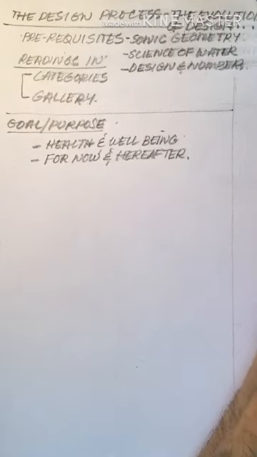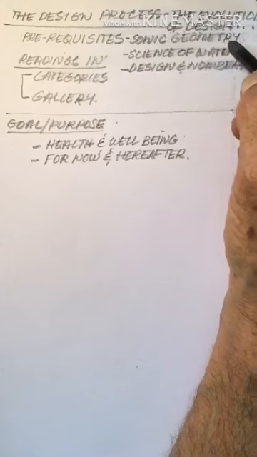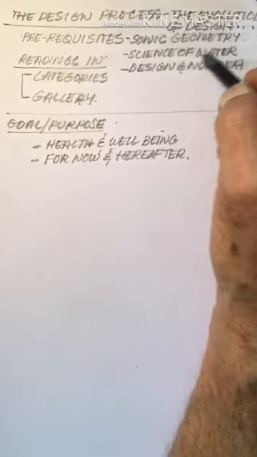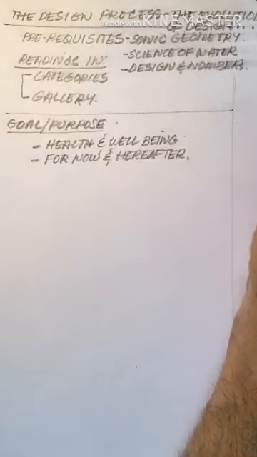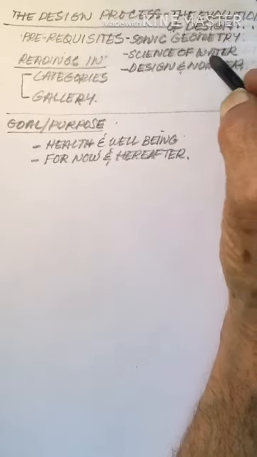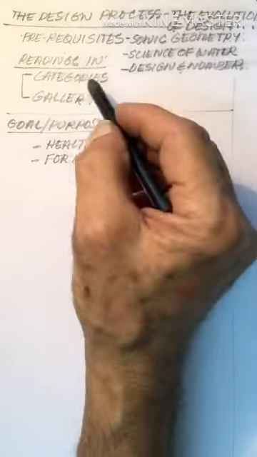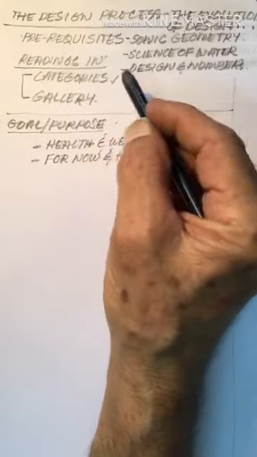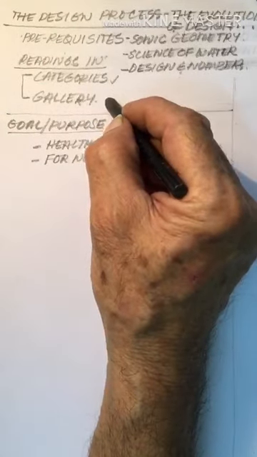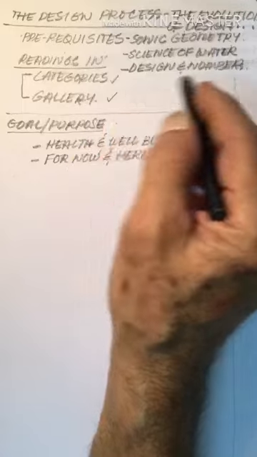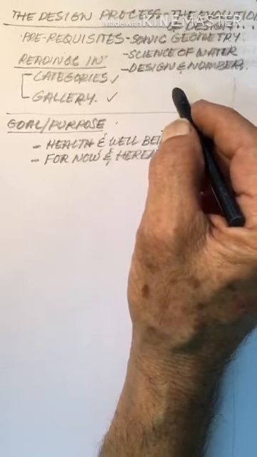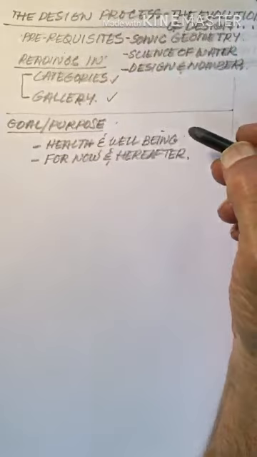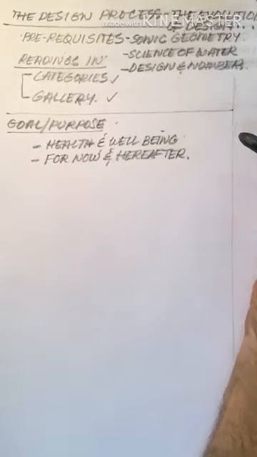Therefore, as a prerequisite, it would be quite appropriate for you to indulge in the sonic geometry, the science of water, design and numbers, and some other articles. The written matter, readings, are to be found in categories, and the photos, the images, are in the gallery. Parallelly, you can check them out. Please have an idea, and then we'll jump into the design process.